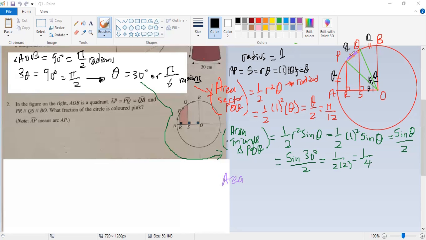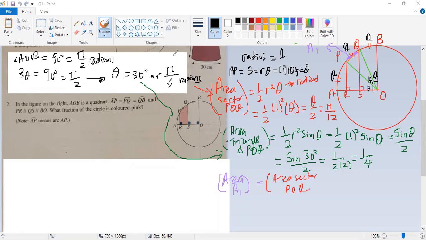So the English word is not coming to me now. This one, this area. Let's just call it A1. This area A1 is equal to the area of the sector POQ. Segment, is it? Sector POQ.